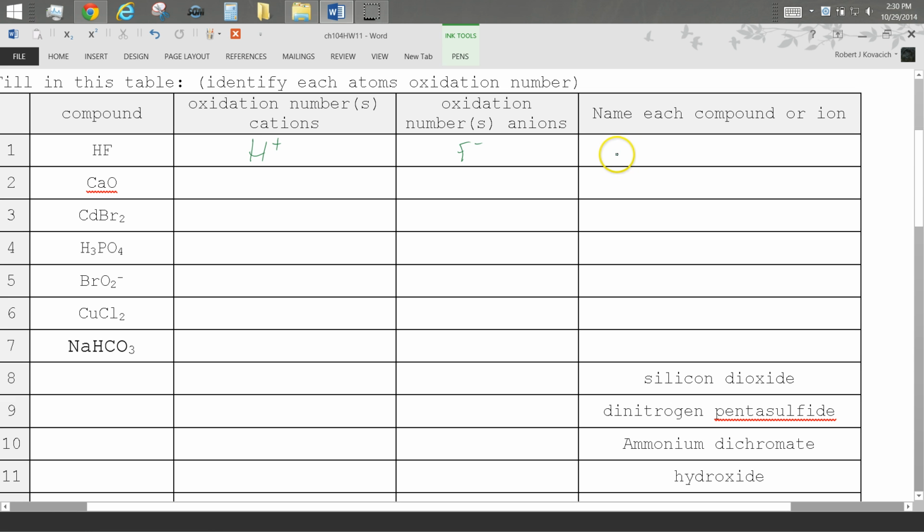And the name of this? Hydrofluoric acid. And it starts with an H, so it's an acid, and there's no oxygen there. So we start with hydrofluoric acid.